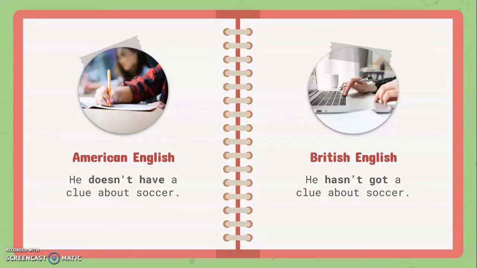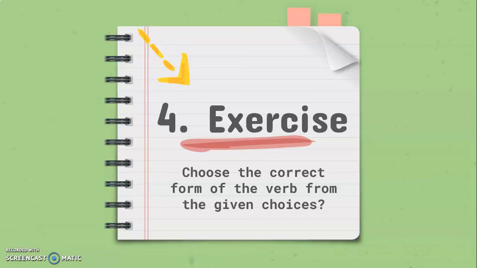Let's have more examples. In American English, they say he doesn't have a clue about soccer. But in British English, this is how it can be done: he hasn't got a clue about soccer. Okay, well, now we come to the last section of this lesson, and there's going to be an exercise. So we are going to choose the correct form of the verb from the given choices. I'm going to give you minutes or fractions of seconds, so you can just pause and attempt the questions and finally see the answers for yourself.